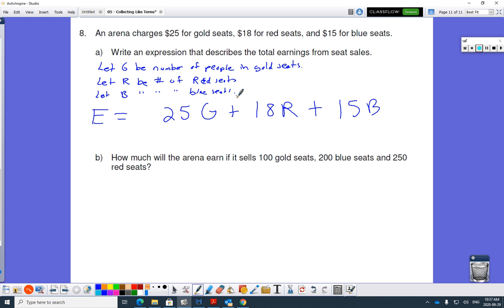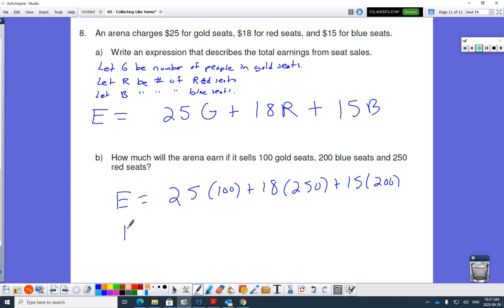Last question before some work time. How much will the arena earn if you have 100 gold seats, 200 blue seats, and 250 red seats? You just sub in. You just say, okay, 25 times the gold seats, which is 100, plus 18 times the red seats, which is 250, plus 15 times the blue seats, which is 200. You're subbing into each one of those.